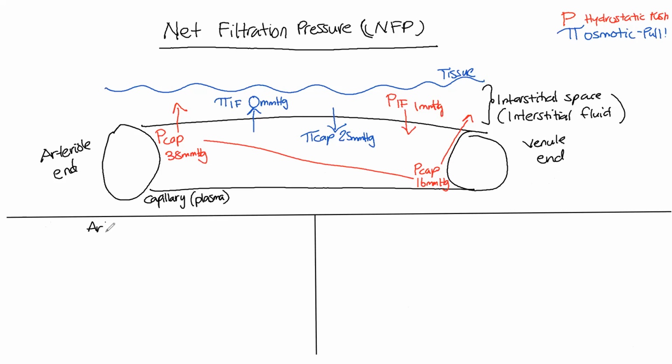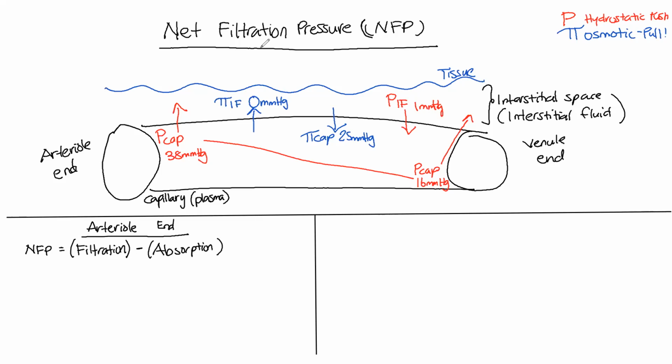So at the arterial end, we know that when we calculate net filtration pressure, that's going to be net filtration forces minus our net absorption forces. Okay, and I'll put these in brackets because there's more than one. So let's start by identifying our net filtration forces.